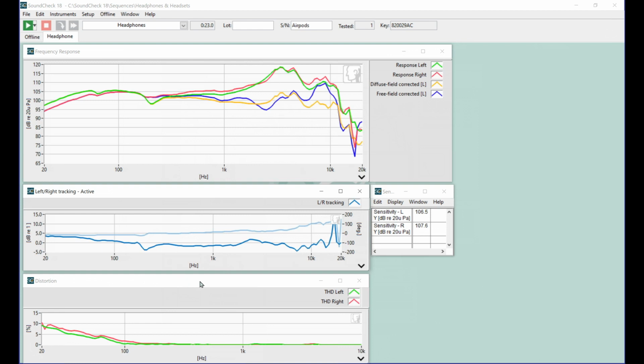On the bottom screen, I have THD for left and right. The driver inside this headphone is a balanced armature and actually has pretty low distortion. And you can see at high frequencies, it's pretty smooth. At low frequencies, it's going up considerably, but that's really a result of the low frequency roll-off.